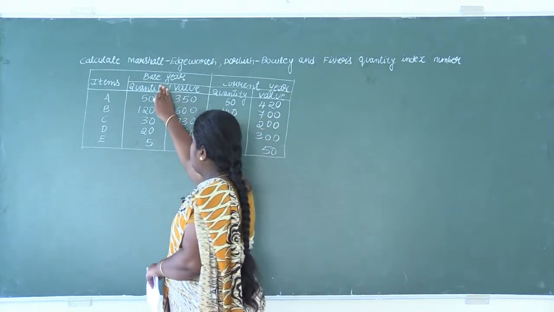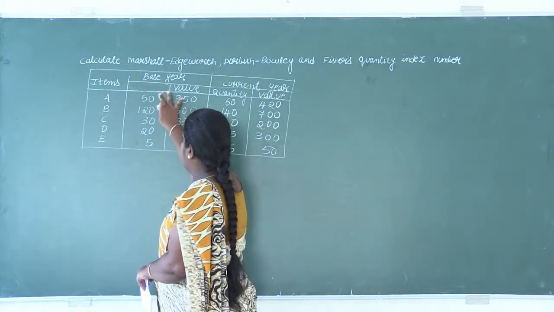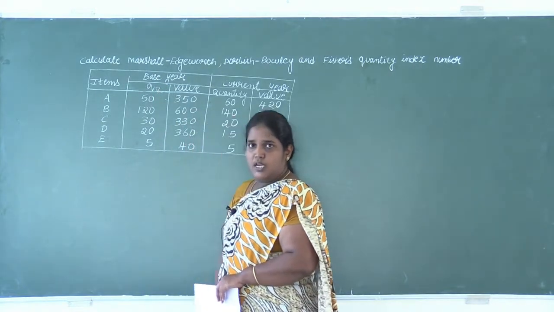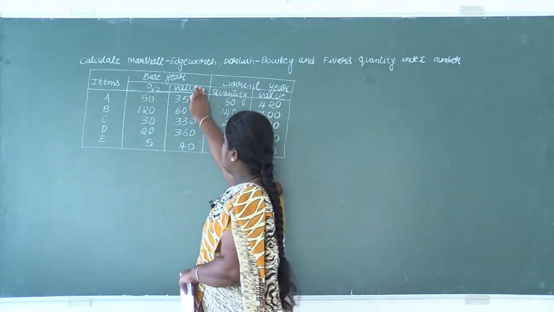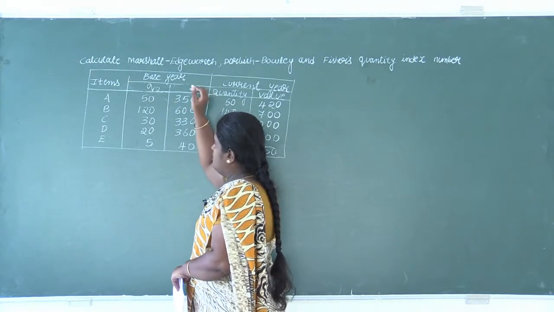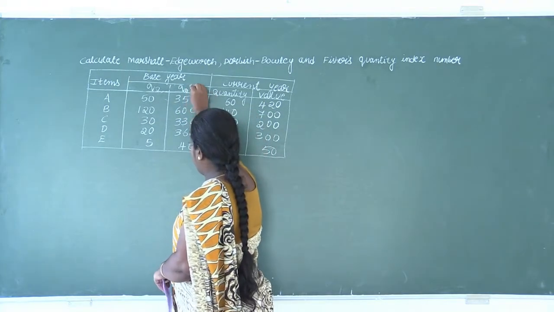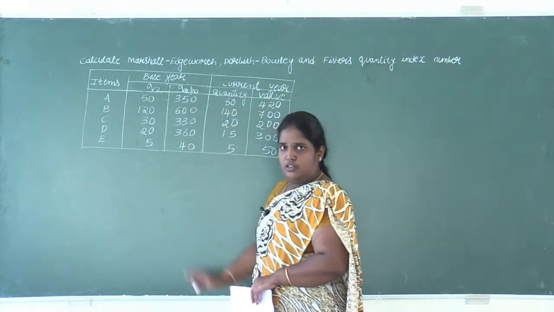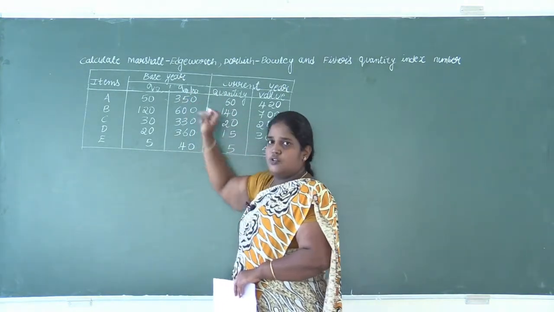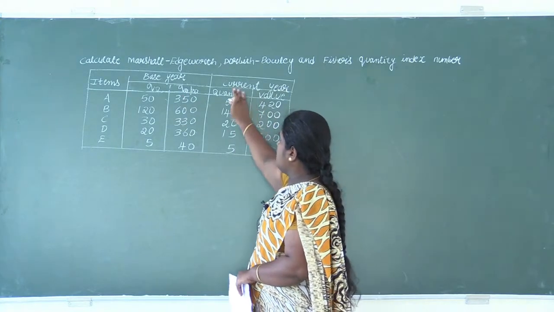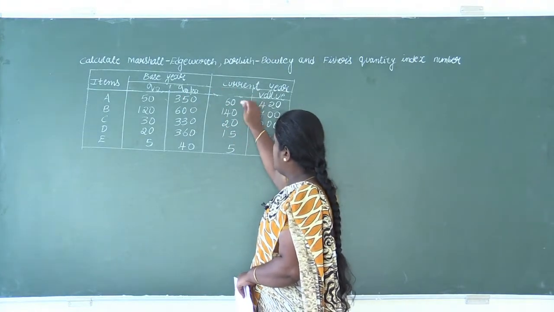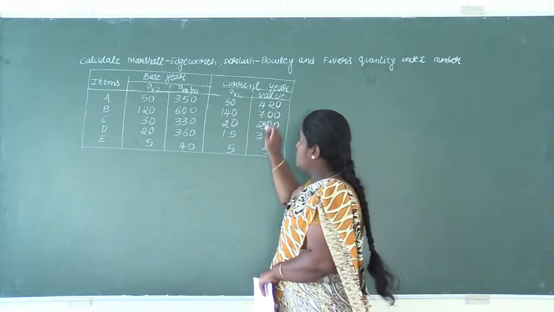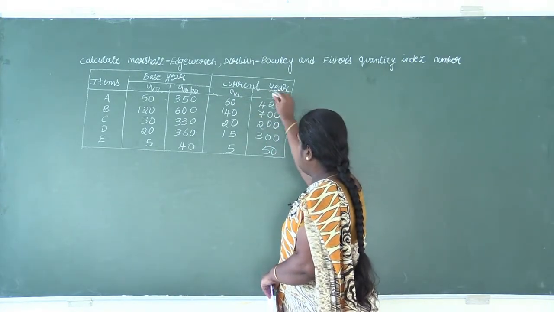So base year quantity is denoted by Q0. Value is nothing but price into quantity. So base year value will be Q0 P0. Since we are doing the quantity index number, I am writing the quantity first. So it is Q0 P0. Current year quantity is denoted by Q1. Then current year value is denoted by Q1 P1.